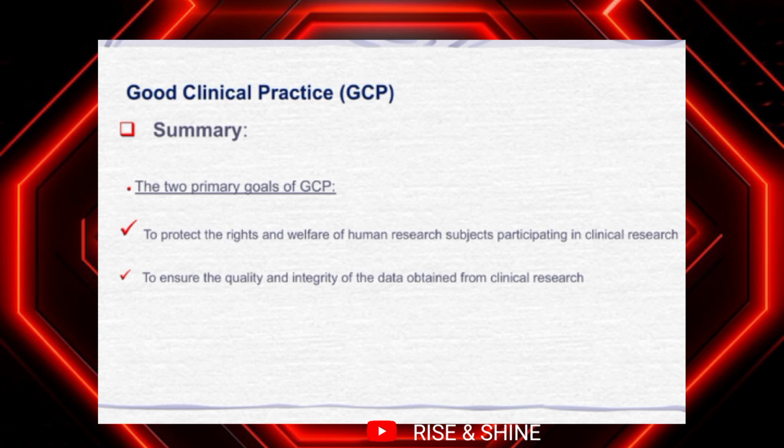And what is the key highlight of the GCP principles? In a nutshell, it revolves around two main goals. One is to protect the rights and welfare of the human research subjects participating in the clinical research. That is what our informed consent form is covering. It is also known as ICF. The other is to ensure the quality and integrity of the data obtained in the clinical trial.